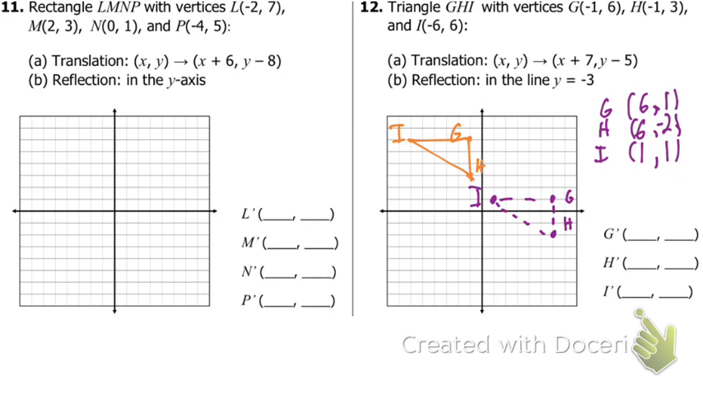And I'm going to do my final draft next, and we're going to reflect it over the line y equals negative 3. So we're going to take the one we did in the purple dashed and reflect it over this line, y equals negative 3. So we say, how far is each point away? H is 1 point away, so H prime is going to be 1 point away on the other side at 6, negative 4. G is 4 away, so G prime will be 4 away on the other side, 6, negative 7. I is 4 away as well, so I prime will be 4 away at 1, negative 7.